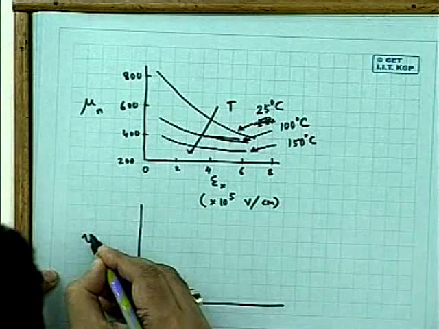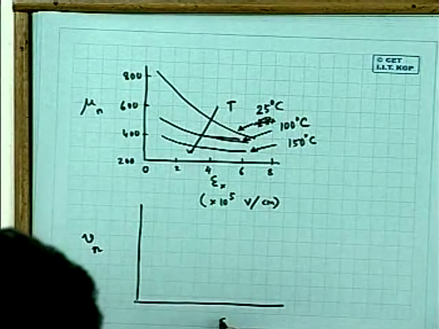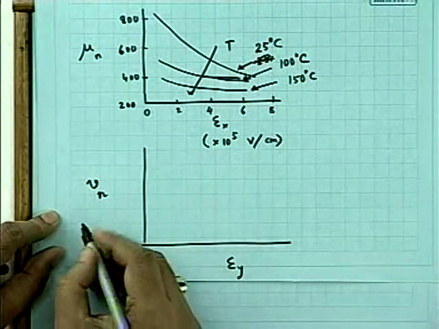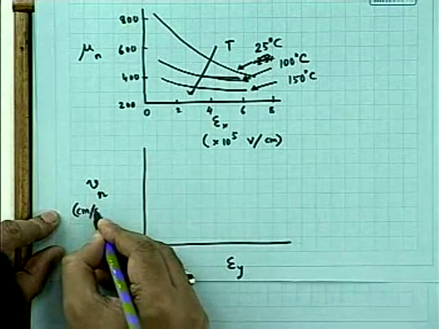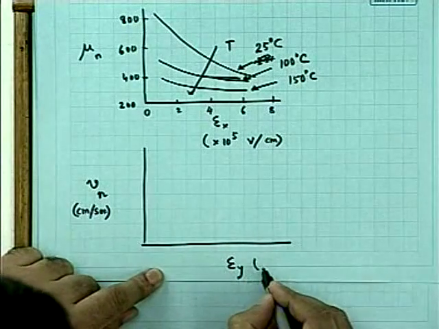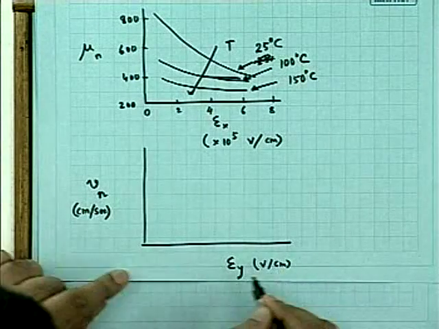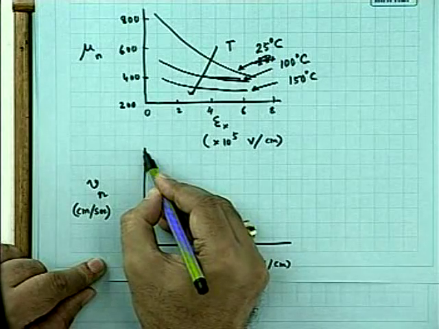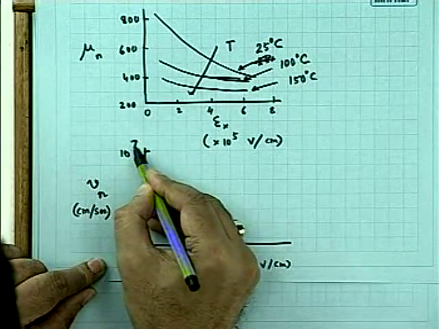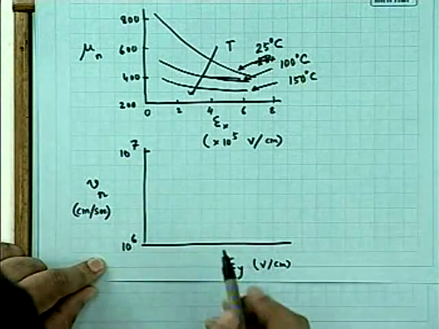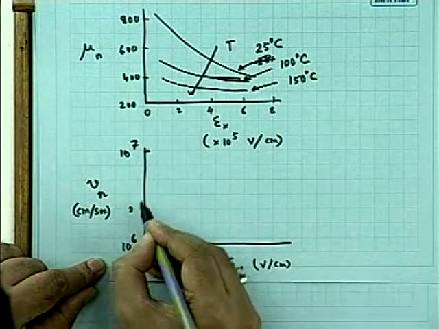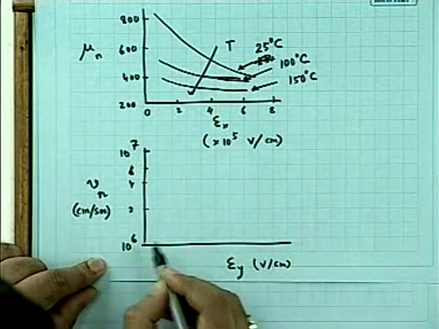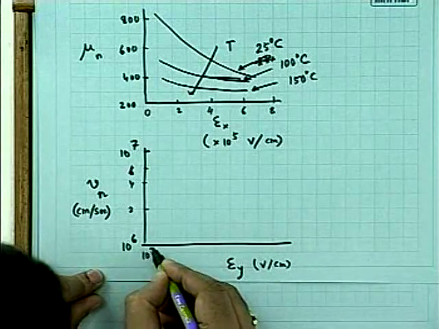Now, if velocity is plotted against Ey, velocity is plotted against Ey. Typical values may be 10 to the power 6 centimeter per second and 10 to the power 7 centimeter per second, and it is a log scale. Maybe like this, 2, 4, 6, and like this. And this is again a log scale like this.